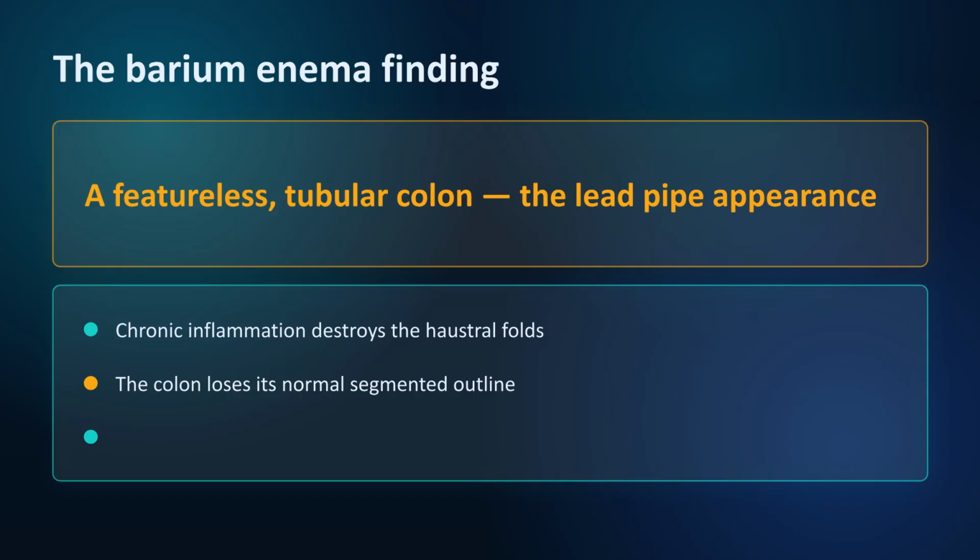We rarely order barium enemas now. Colonoscopy has replaced them. But the lead pipe colon remains a classic examination image, and it tells you the disease is long-standing. It also tells you the colon has lost its reservoir function.